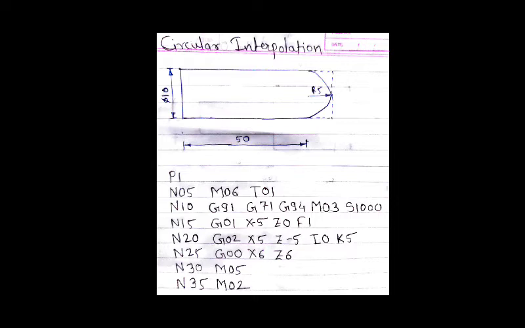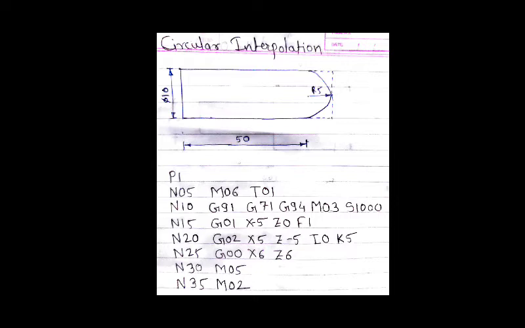M06 means we are going to change the tool. If another tool is already there for a different operation, then to change that tool for our operation we use this code M06 by selecting our tool T01. Then the next block N10: G91, G71, G94, M03, S1000.